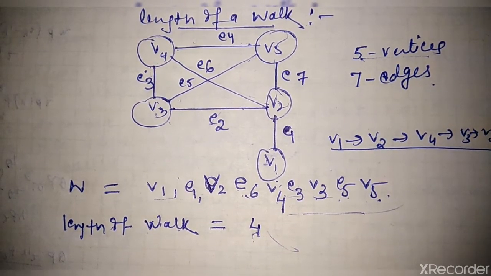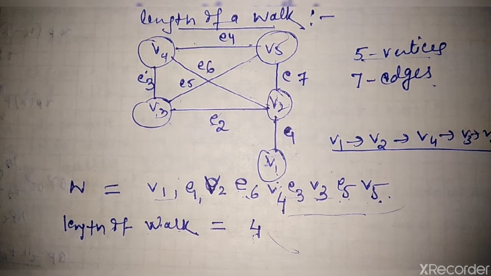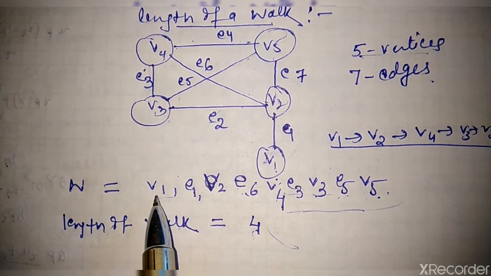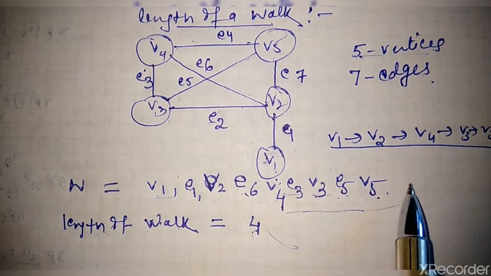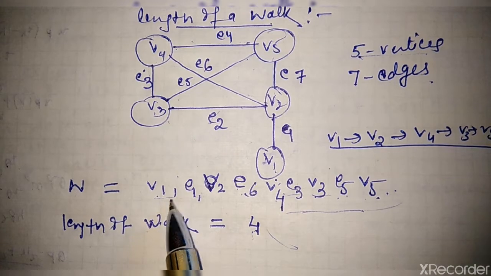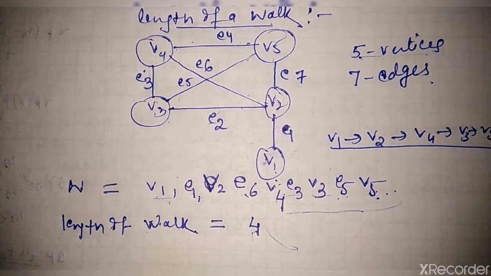Now the question arises, what are the closed walk and the open walk? A closed walk is a walk in which we start with V1 and if we end with V1, then we say that is a closed walk. If we start with V1 and end up at some other vertex, then it is known as an open walk.